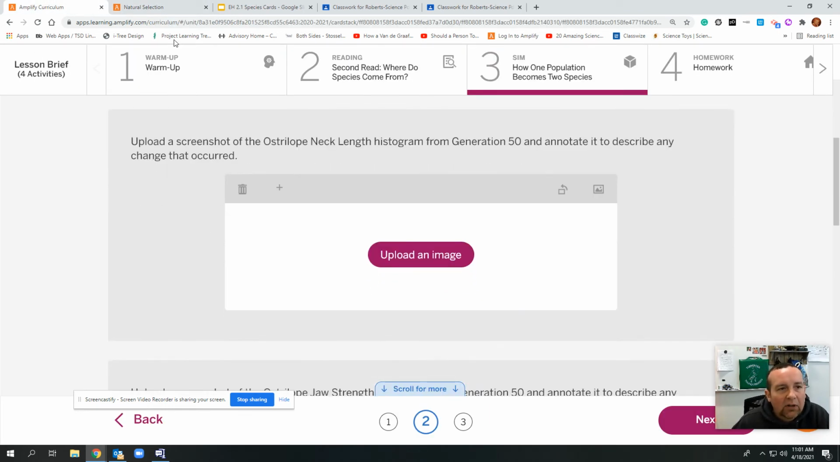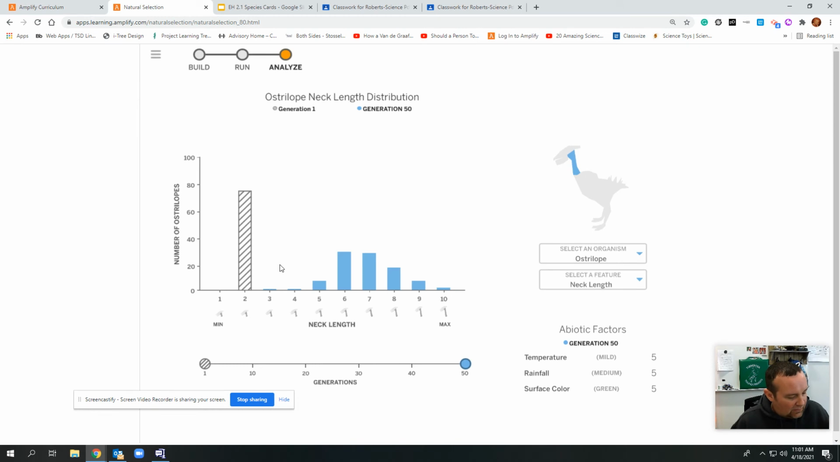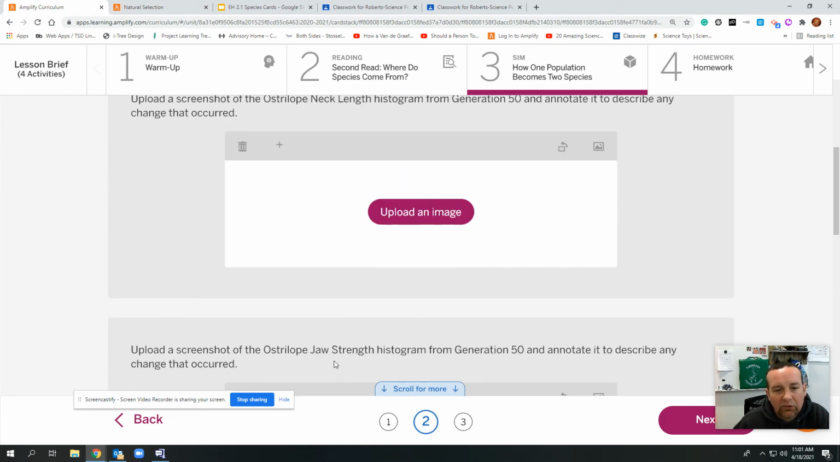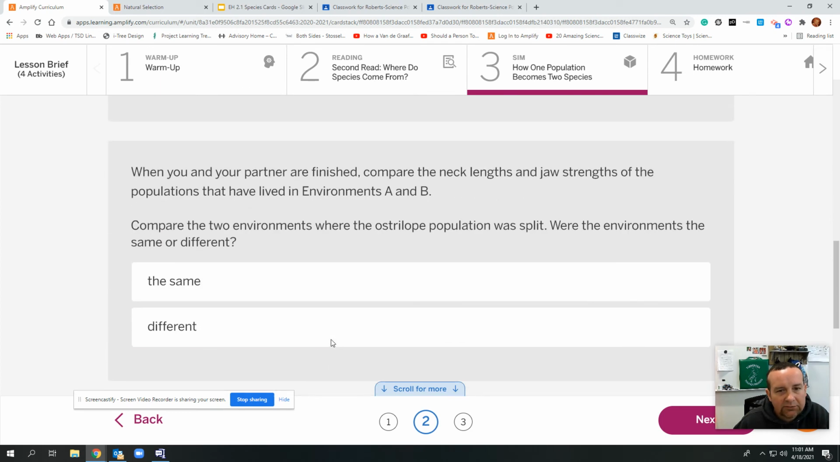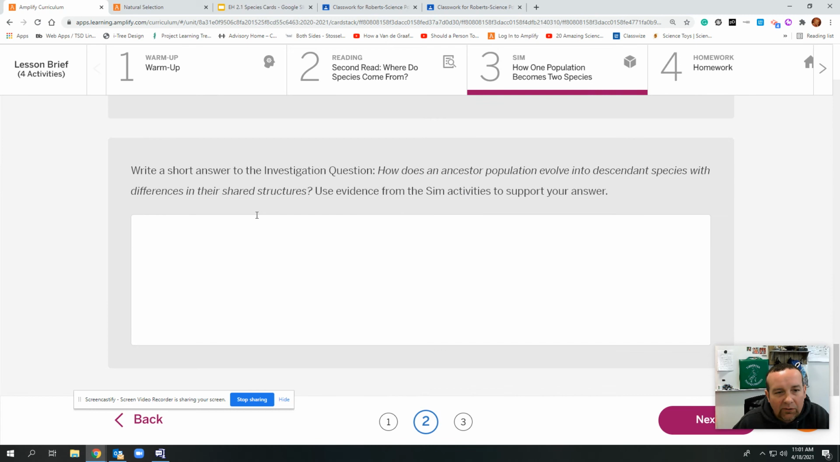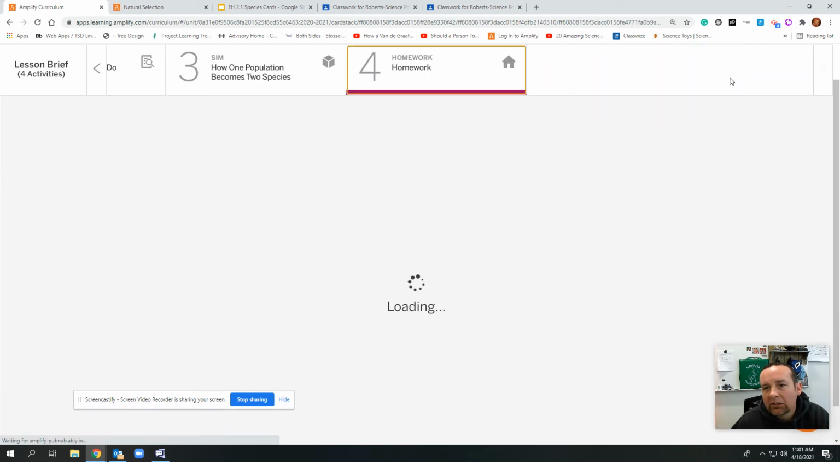So, friends, go ahead and take a screenshot. That's your control show button on your Chromebook and upload that image. And since we didn't do jaw strength, we don't need to do that one. We don't really need to worry about answering those questions now. Just make sure you get the sim done. And let's go to part 4.